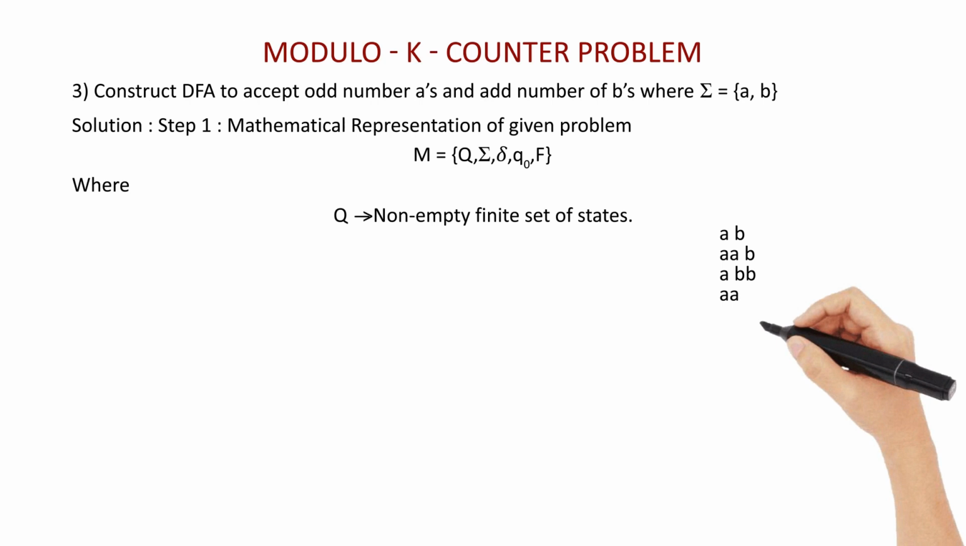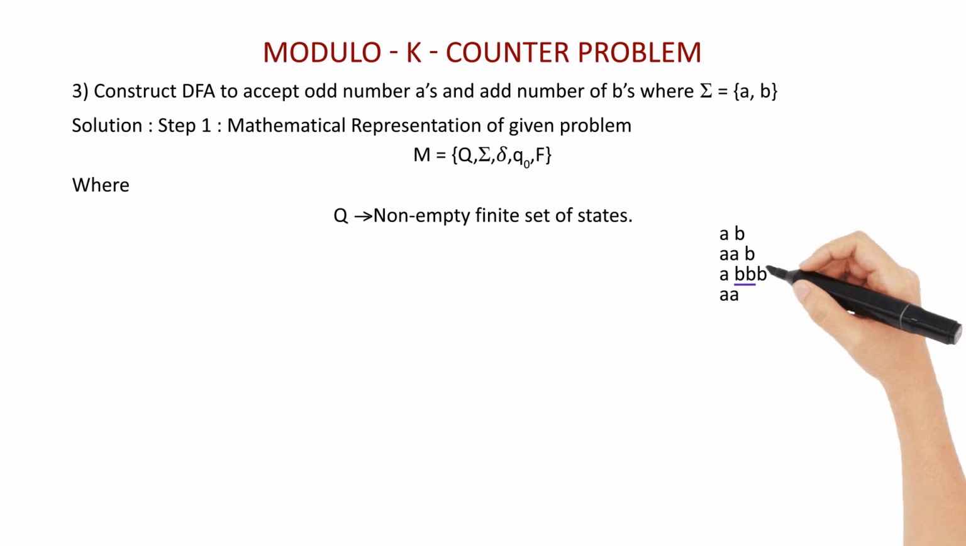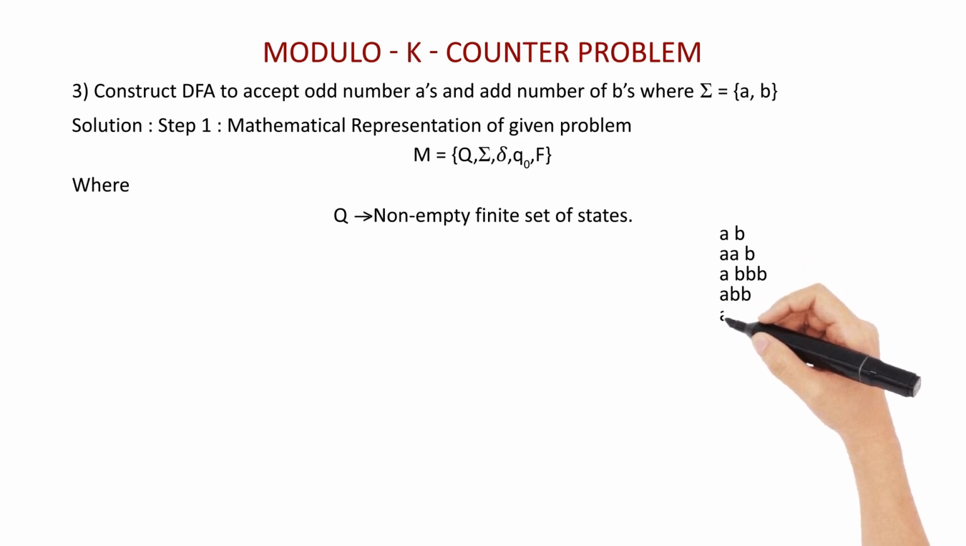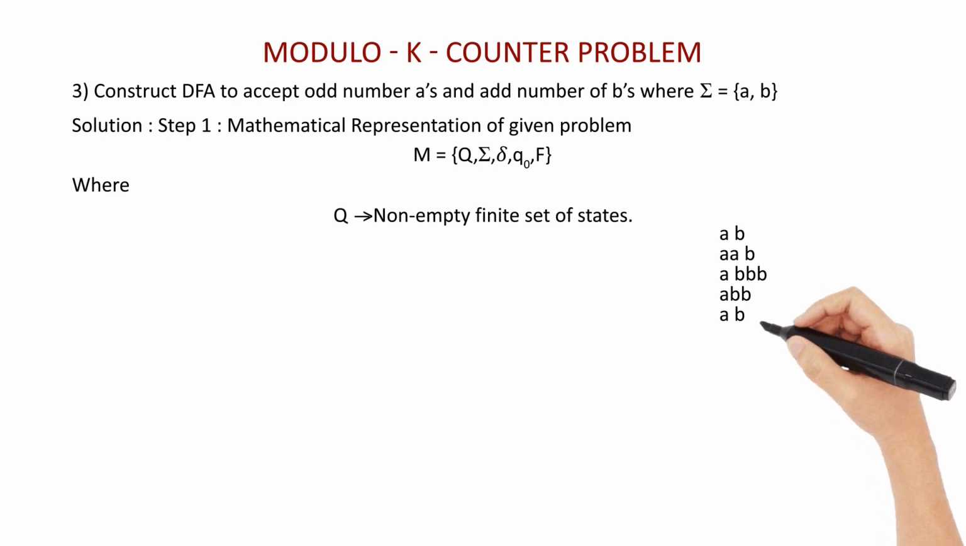So with the given inputs A and B, I need to write all the possible combinations of states, that is even number of A's and odd number of B's, even number of A's and even number of B's, odd number of A's and even number of B's, then odd number of A's and odd number of B's. These are the 4 possible combinations of states. So I will identify these as the states and I will represent them.